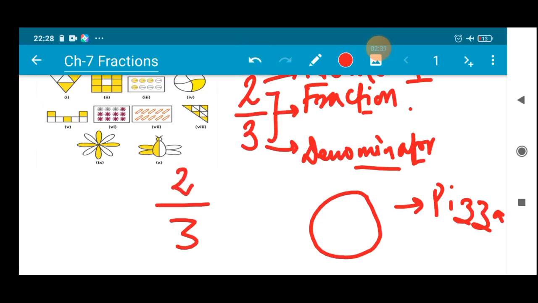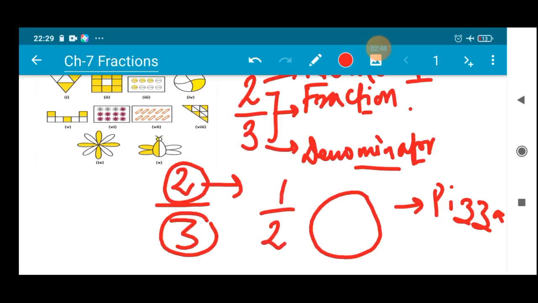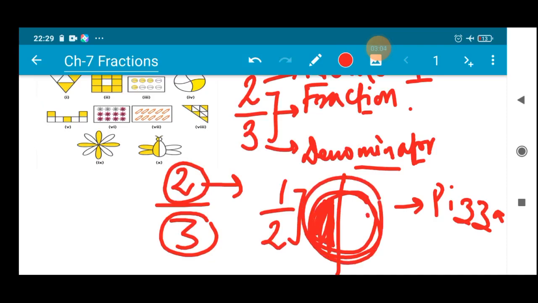So if I write 2 by 3, that means out of 3 parts, 2 parts are distributed or taken out from the whole. That is, from 3, 2 is taken out, only 1 is left. If I write 1 by 2, that means out of 2 parts, 1 is removed and only 1 is left. So basically, what is 1 by 2? 1 by 2 means half. If I cut the circle in the middle, this will be half of the full circle, right?